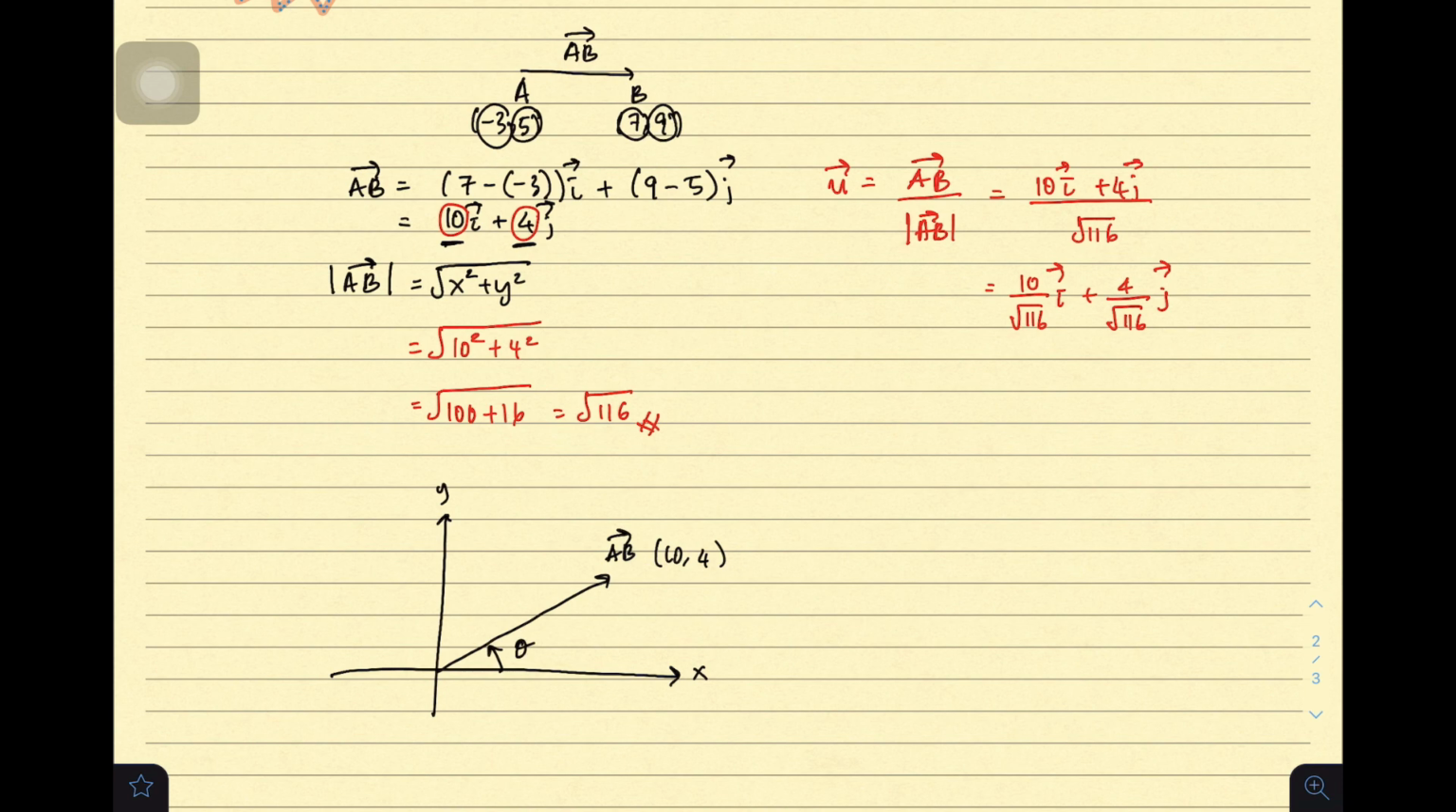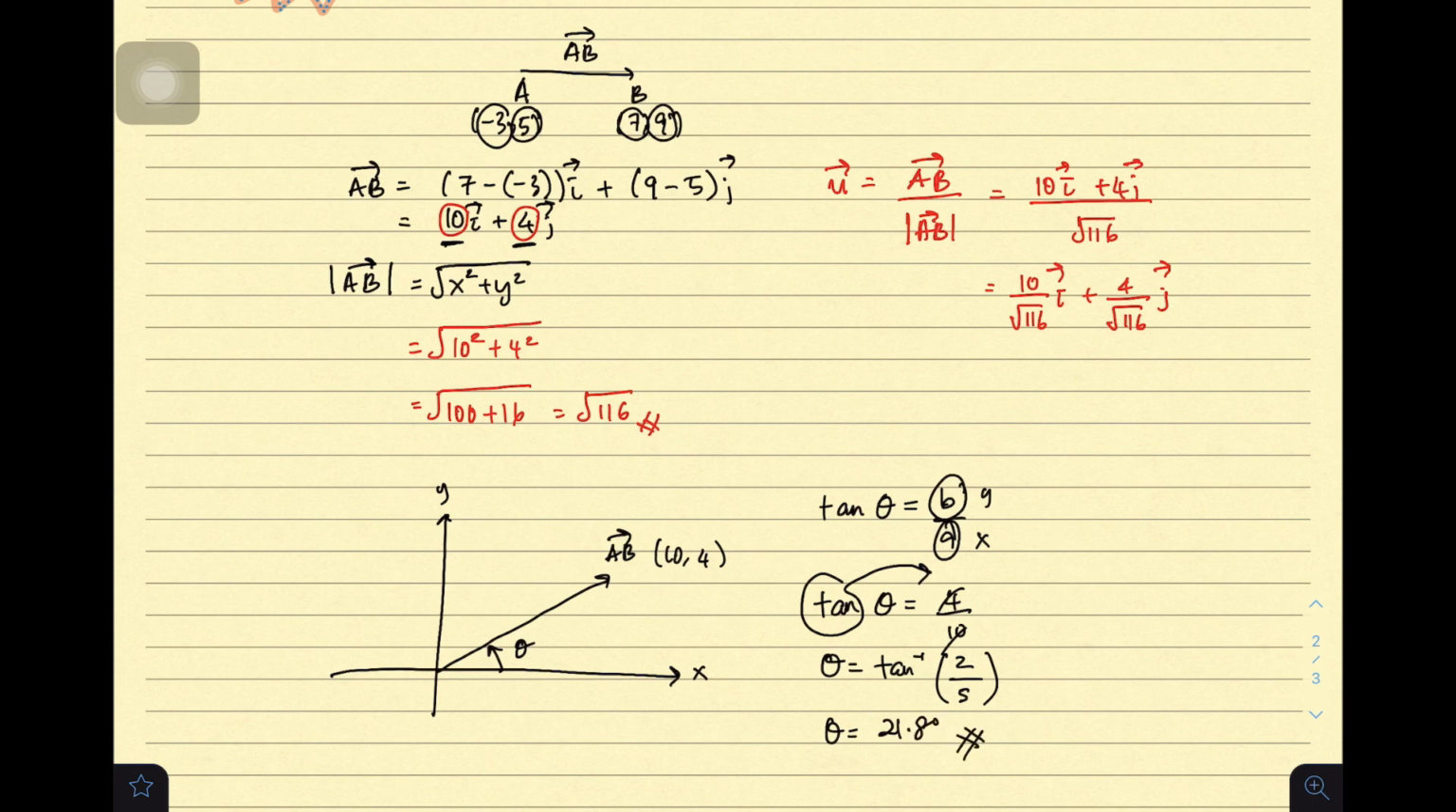To find theta, we can use the formula of tan theta. You can directly use tan theta equals b over a, where b is the value of y and a is the value of x. Therefore, tan theta is equal to 4 over 10. To find theta, you bring tan to the right, so theta is equal to arctan of 4 over 10, which simplifies to 2 over 5. So you find arctan of 2 over 5, and you will get theta equal to 21.8 degrees. So this is the angle between the vector AB and the x-axis.